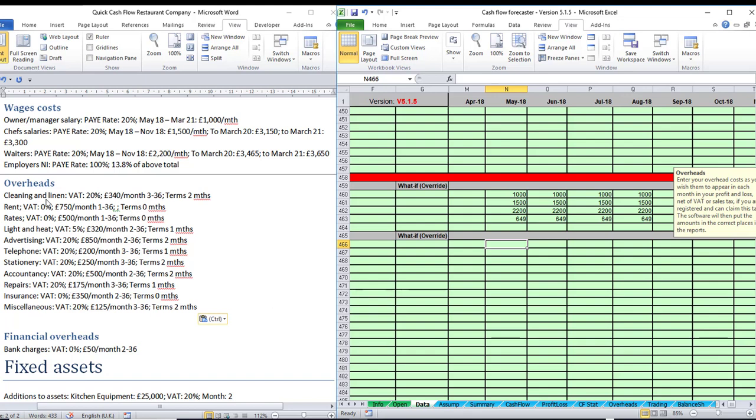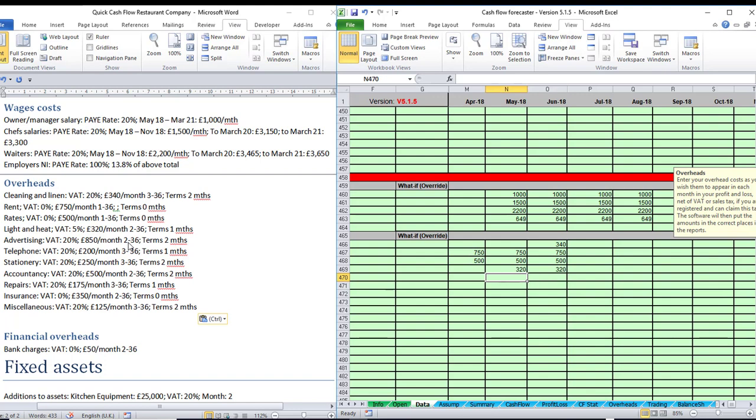So cleaning and linen is £340 a month, starting from month 3 onwards. So April, May, June is month 3, so 340. Rent starts from the very beginning, from month 1, and that's 750. So I'm going to do 750 the first 3 months, and then I'll be able to copy this whole column all the way across. Rates same, 500. The first 3 months. Light and heat starts in month 2, which is 320, 320.